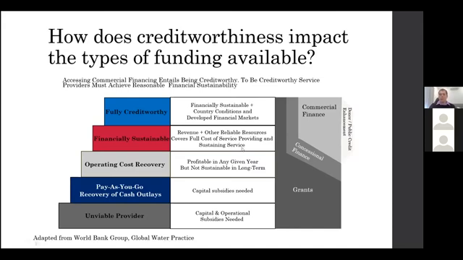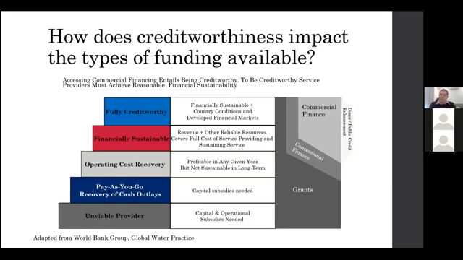Okay, I guess not. So financial sustainability, we'll see that's a mix of commercial finance and concessional finance. And then at the very top, we'll see fully creditworthy utilities. Those are the utilities that will get something in the investment grade category and will be able to access commercial finance plus concessional finance as and where needed, and then grants as well.